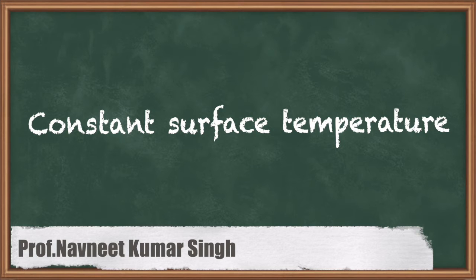So my dear students, like we have seen for the constant surface heat flux. In a pipe there cannot be conditions when both things happen simultaneously, that is constant heat flux and constant surface temperature. So we have seen the case of constant heat flux. Let us see the constant surface temperature case.